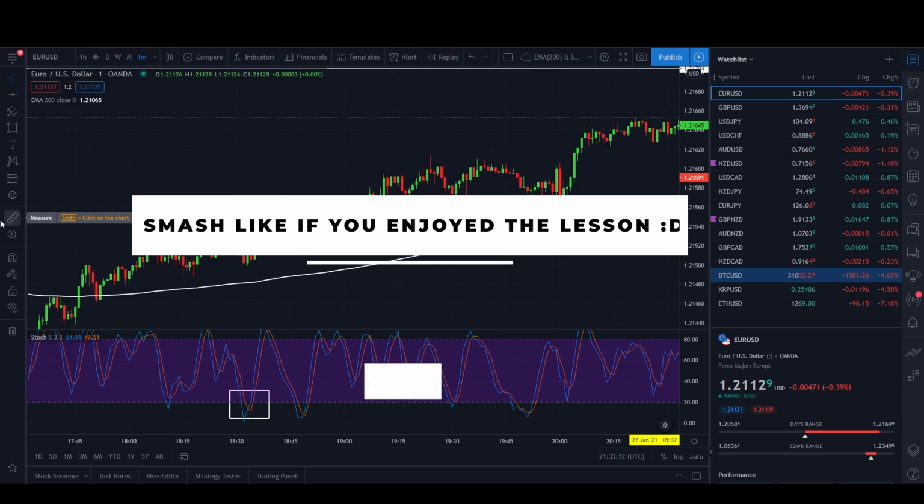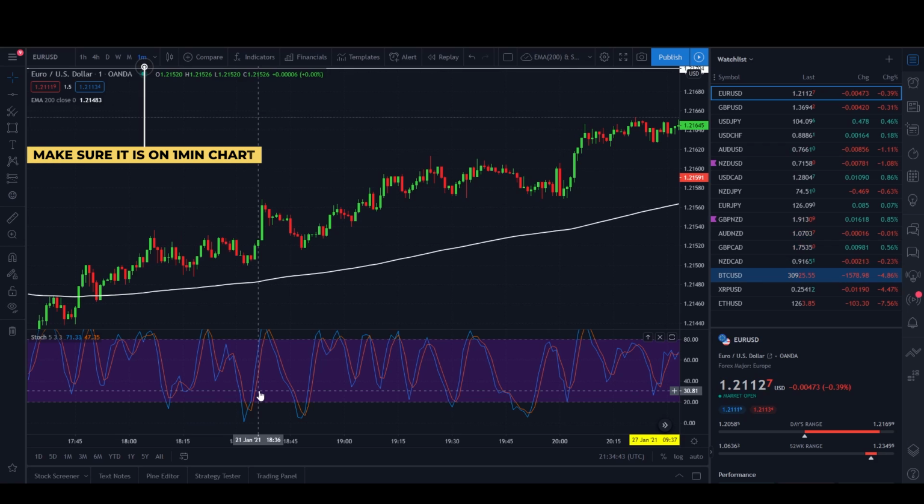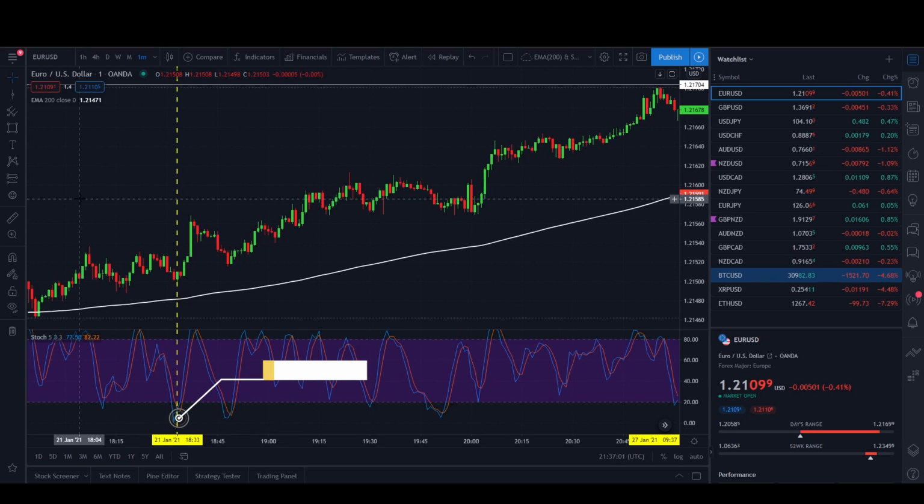So once you have listened to Kristina's teaching lesson, let's go and I will show you how effective this strategy works. So here we have EUR/USD on the 1 minute time frame, and we are in a buyer's market because the candlesticks are above the 200 exponential moving average, and we will be looking for buy trades only based on crossovers in the lower zone of the stochastics indicator. So I marked it with a yellow line so it will be easier for you to not look anywhere else but just at that crossover.